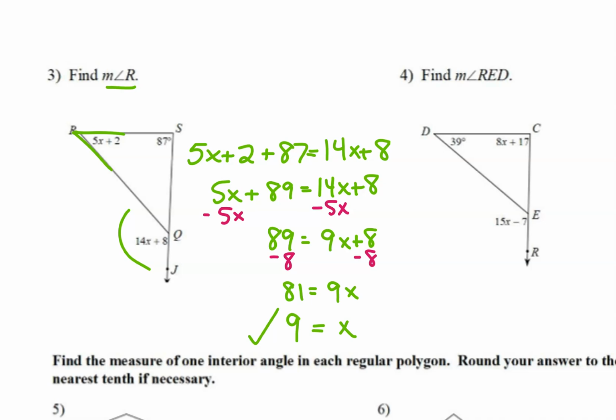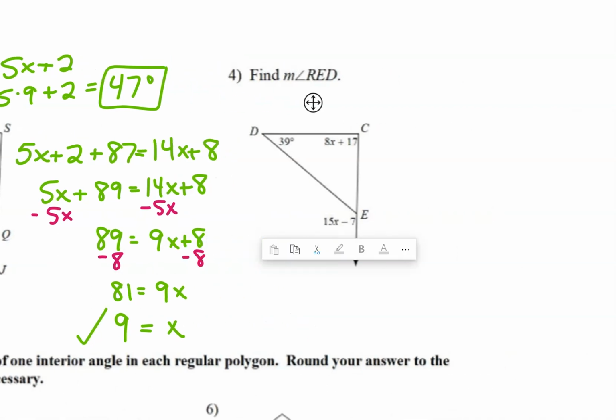So we've done that part. And once we've done that, then we can plug that in to find the actual measure of angle R, which was 5x plus 2. So we're going to do 5 times 9 plus 2. So 45 plus 2, 47 degrees. All right, what kind of questions do you have on that one so far? What is this? We're using the exterior angle sum theorem.